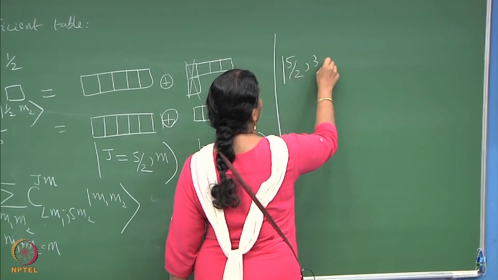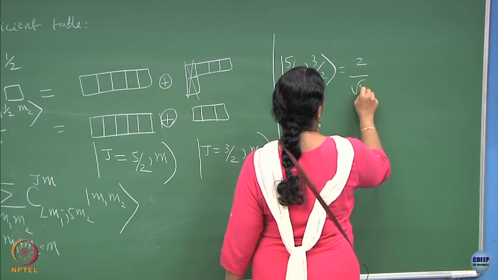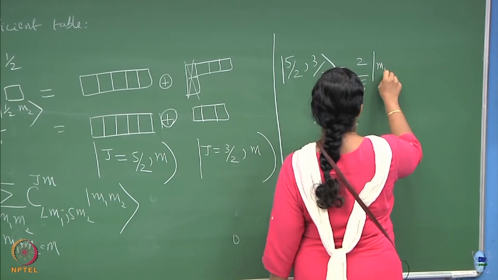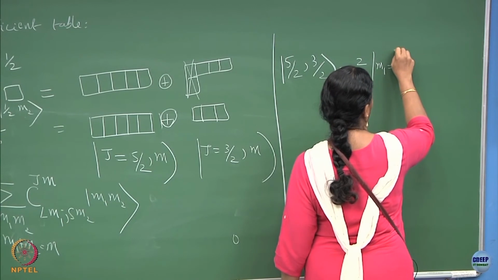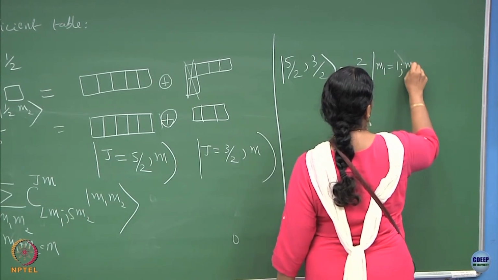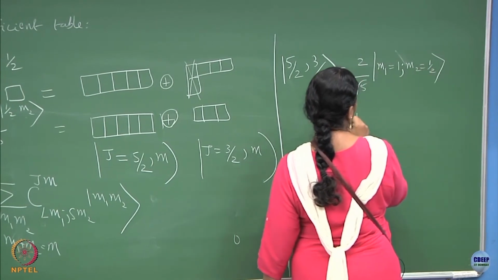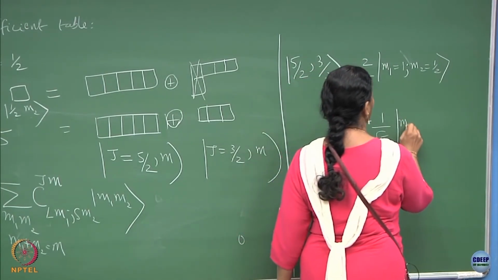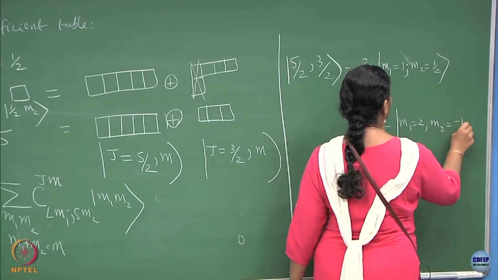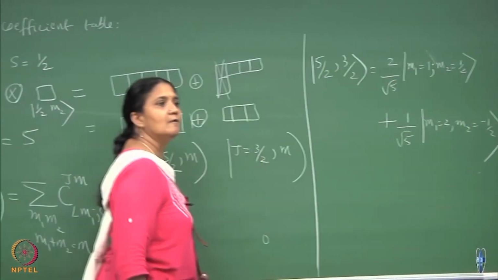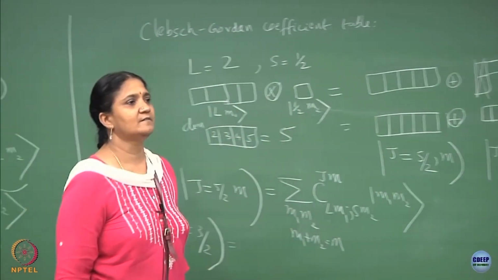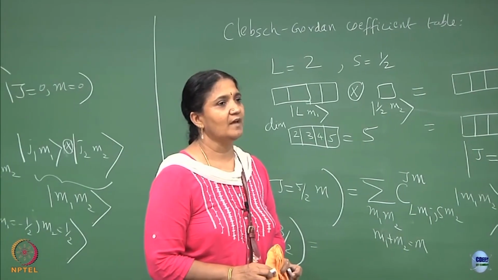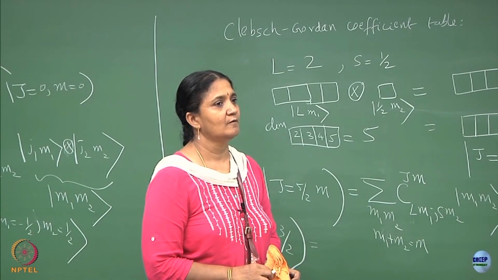5 by 2, 3 by 2 is 2 by root 5 with what is the M1 and M2? M1 is 1 and M2 is half, that is 1 plus 1 by root 5, M1 is 2, M2 is minus half. Is that right? Are you all with me? Yes? This is the way to read the table and write out the states. Okay.